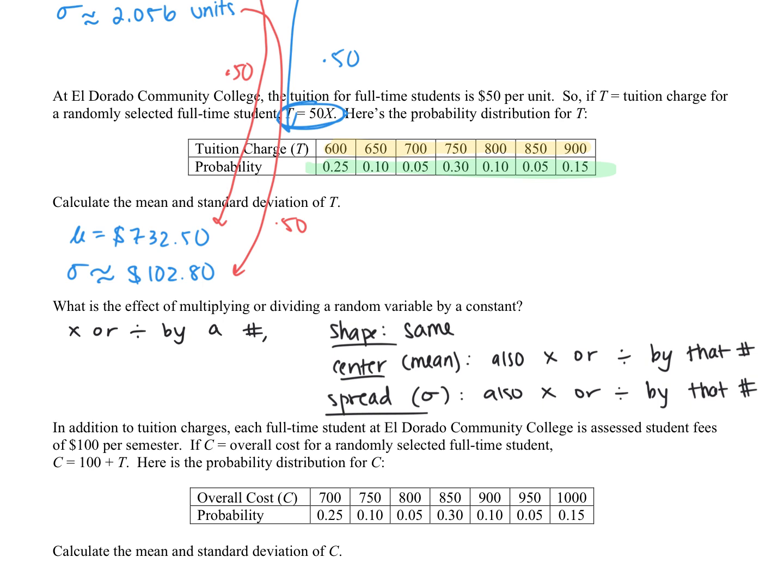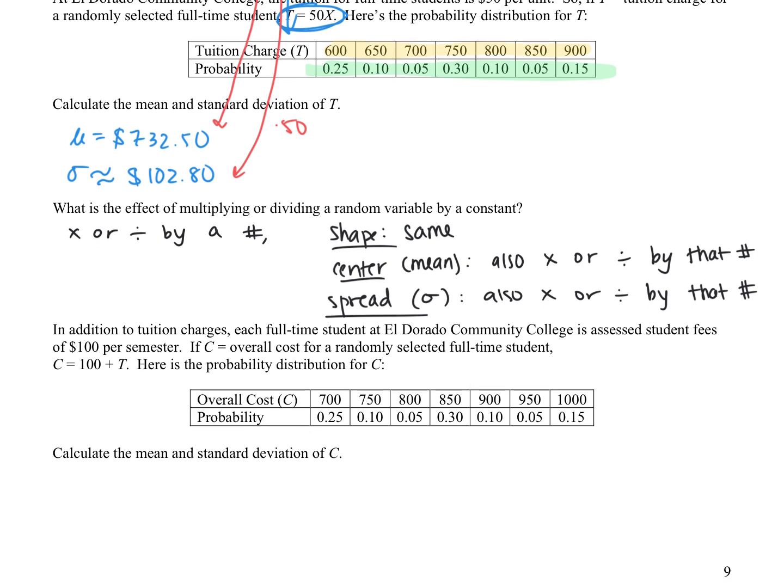Let's keep going and let's talk more about El Dorado Community College. In addition to tuition charges, each full-time student is assessed student fees of $100 per semester. C is the overall cost for a randomly selected student. And so you notice this is our new formula. We're taking whatever the tuition is and adding the $100 fee. So if we take this table from above, add 100, we now get the overall cost.